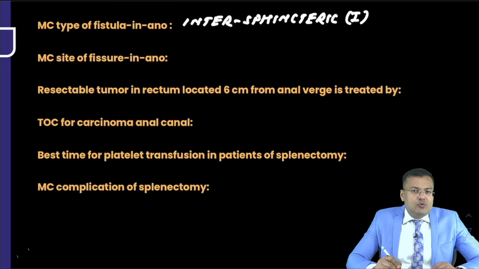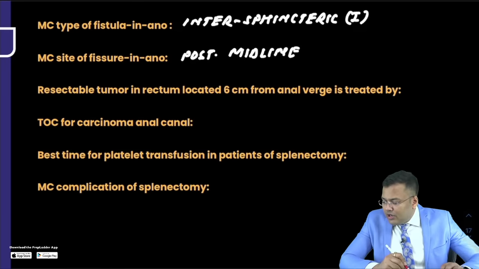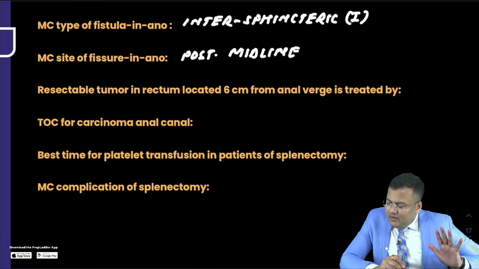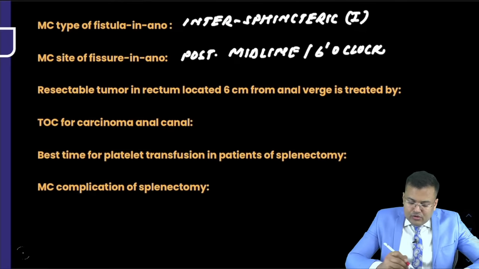Next, what is the most common site of fissure in ano? It is posteriorly in the midline. Guys, you tell me, at which o'clock position? Posteriorly in the midline, it is at 6 o'clock position.